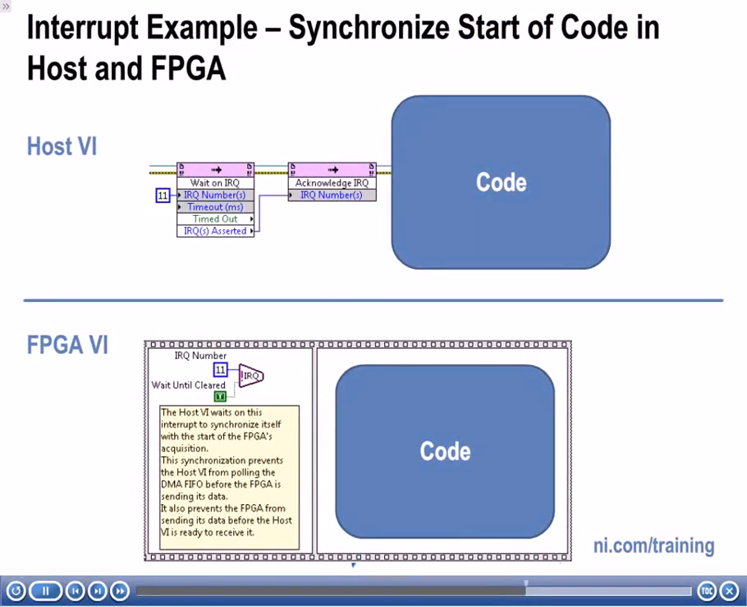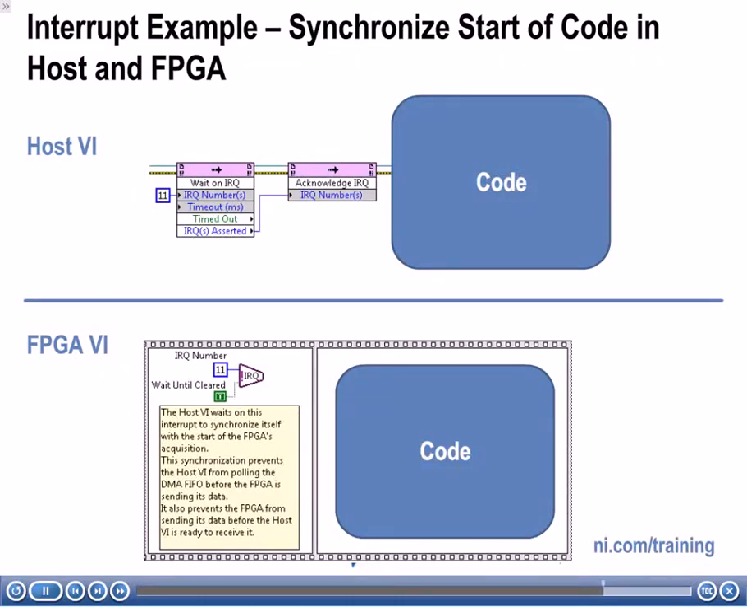Let's walk through this example, and we can see one example of how these interrupts work on the host and FPGA VI. In this case, we're trying to synchronize the start of the code in the host and the FPGA to start at the same time. Those two blue blocks of code, we want to start executing at the same time. Let's take a look at the FPGA VI first, since it's faster. In the FPGA VI, we have an interrupt VI in the first frame, and we are asserting IRQ number 11. We also have wait until cleared equal to true. So the FPGA is going to assert IRQ number 11, and then sit there and wait until IRQ 11 has been acknowledged.